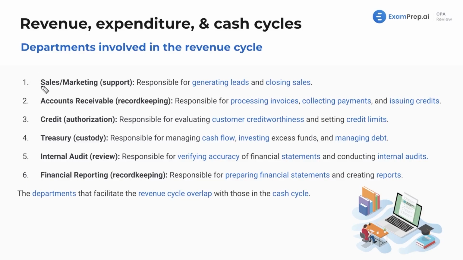Continuing on here, who is involved in the revenue cycle? Well, as we mentioned, first off, you've got the sales and marketing team. This is going to be a department that is responsible for generating leads and closing sales, just getting that business. As we see here, I've highlighted what part of the segregation of duties each of these departments have. Are they record keeping, authorization, custody? And like we want to keep these separate.